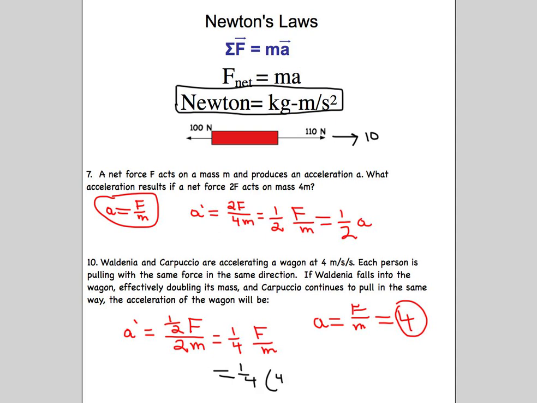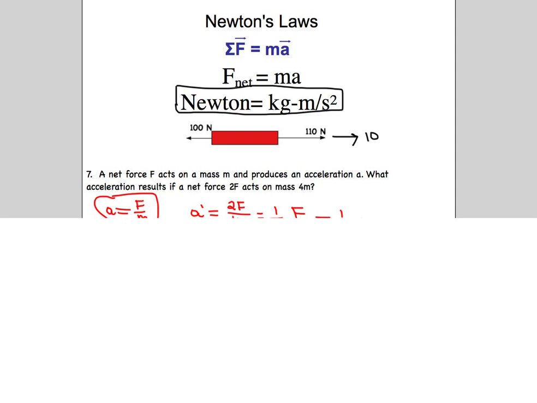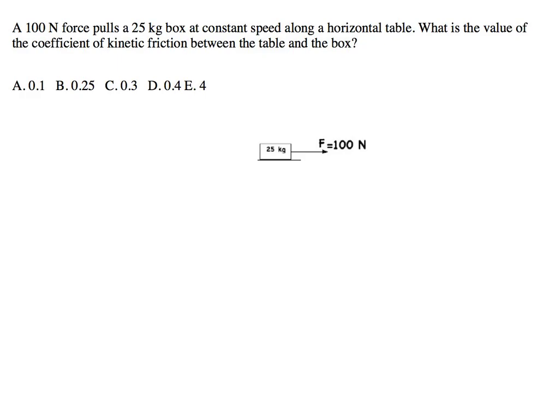Here's another problem. A 100 newton force pulls a 25 kilogram box at a constant speed along a horizontal table. What is the value of the coefficient of friction between the table and the box? Stop the video for a minute and see if you can figure this out by yourself.